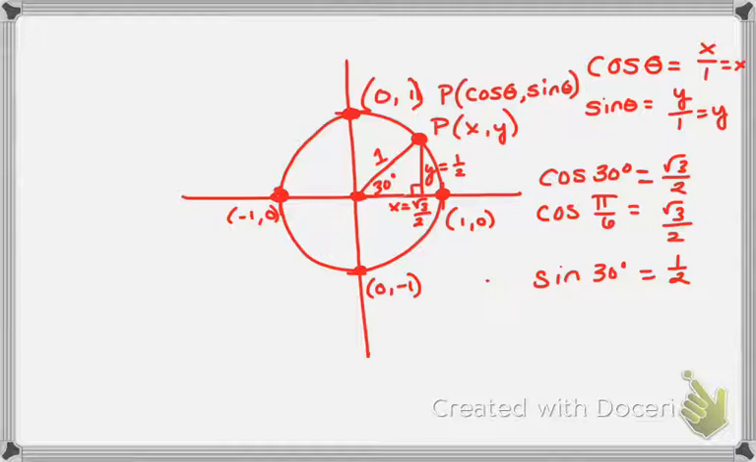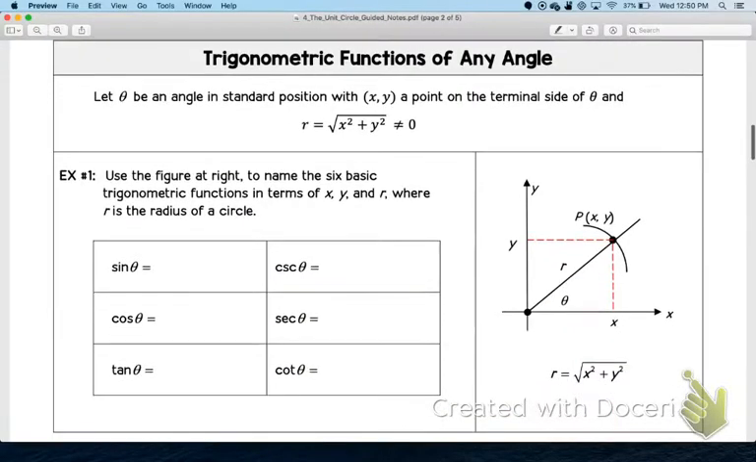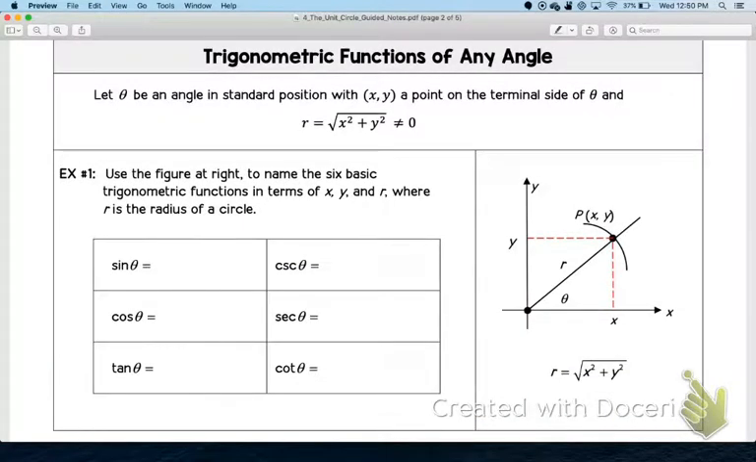So it works nicely in your unit circle when you have your special right triangles occurring at 45, 30, and 60 degrees. All right, so jumping back to your notes, we just did our unit circle. So now we're going to look at trig functions of any angle. We're going to let theta be an angle in standard position, with x comma y a point on the terminal side of theta, where r is equal to the square root. So here we're just solving for r in that equation of our circle in the box above. So r is equal to the square root of x squared plus y squared, where it cannot equal 0 because then we wouldn't have a circle.